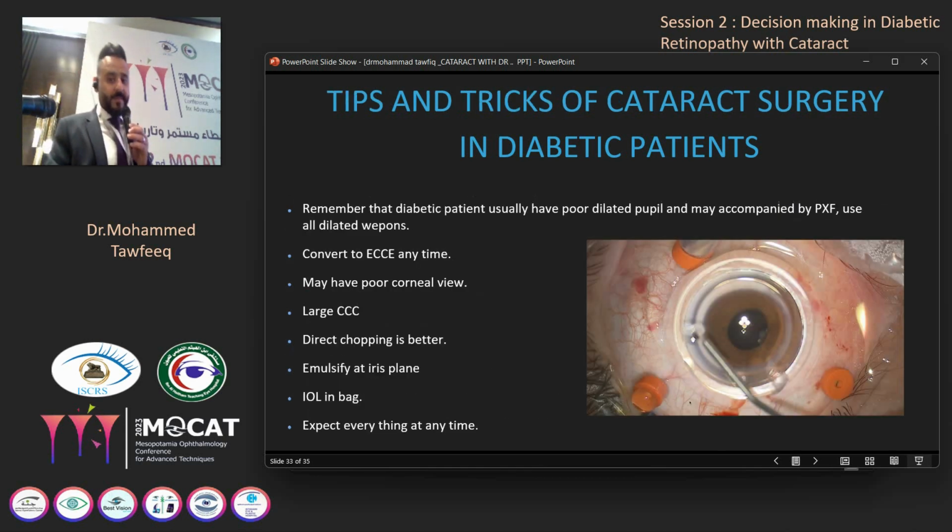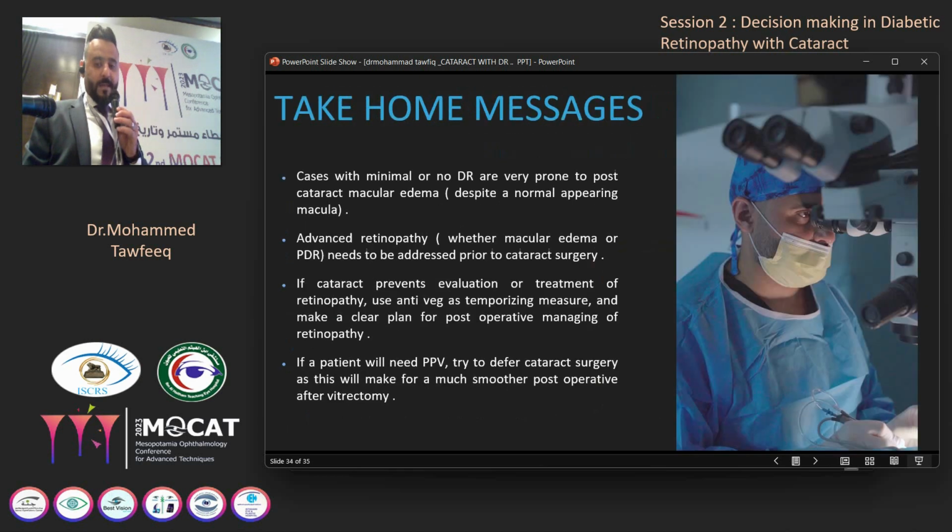And remember that diabetic patients usually have a poor dilatation, so you have to محضر كل الweapons اللي عندك. Convert to ECCE at any time and go for large rhexis. Direct chopping is better, and emulsify at the iris plane, and should go for IOL in the bag.